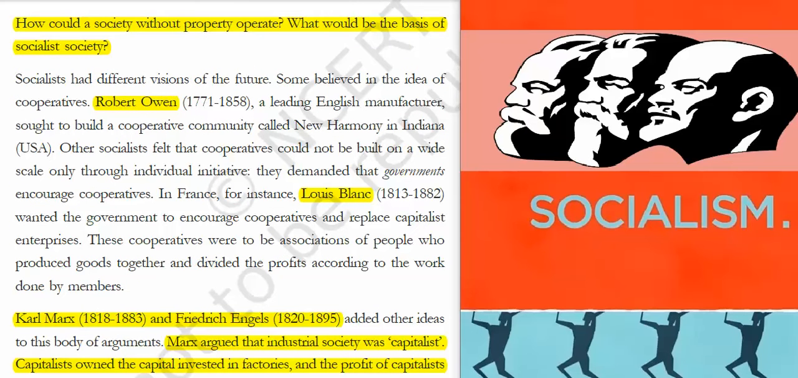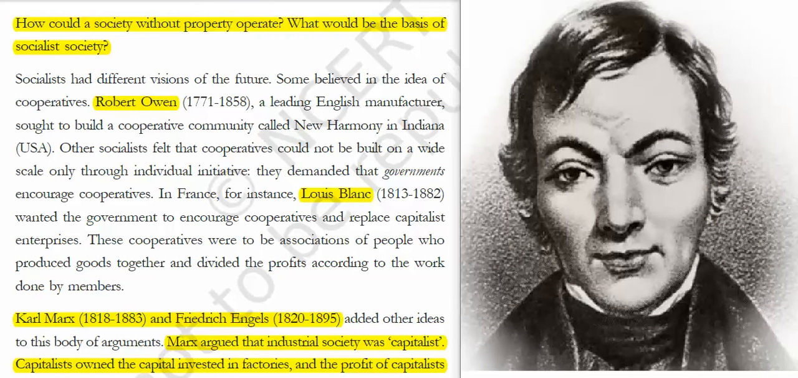But here is a question: how could a society without property operate? What would be the basis of socialist society? Socialists had different visions of the future. Some believed in the idea of cooperatives.